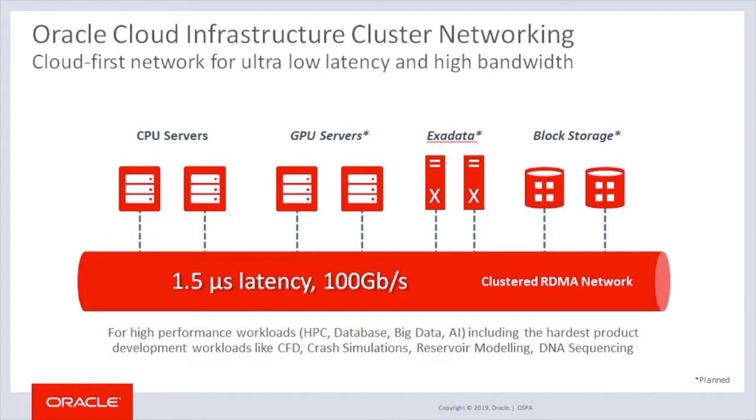Oracle Cloud Infrastructure also provides a production-ready RDMA network in the cloud, enabling us to serve tightly coupled HPC workloads as well as easily parallelizable ones. The cluster network is an RDMA-based network that lets you form clusters of compute, storage, GPU, or hybrid that use secure ultra-low latency networks between cluster nodes. This allows complex CFD or simulation workloads to run on OCI, targeted for the hardest product development workloads such as CFD, crash simulations, reservoir modeling, or DNA sequencing.